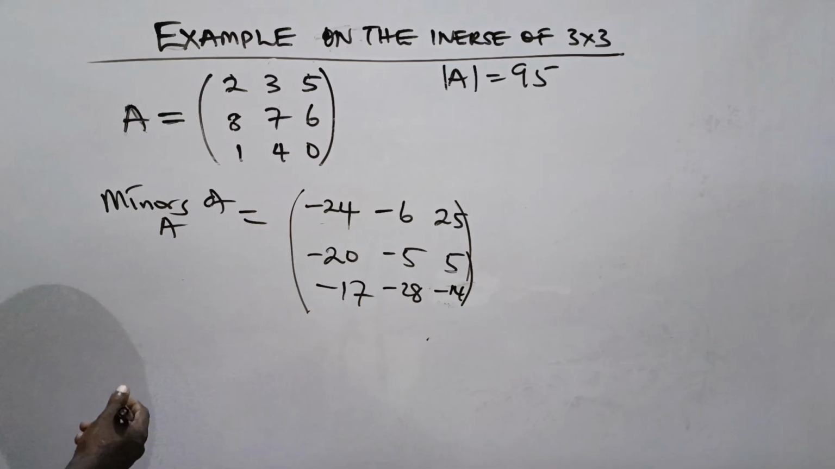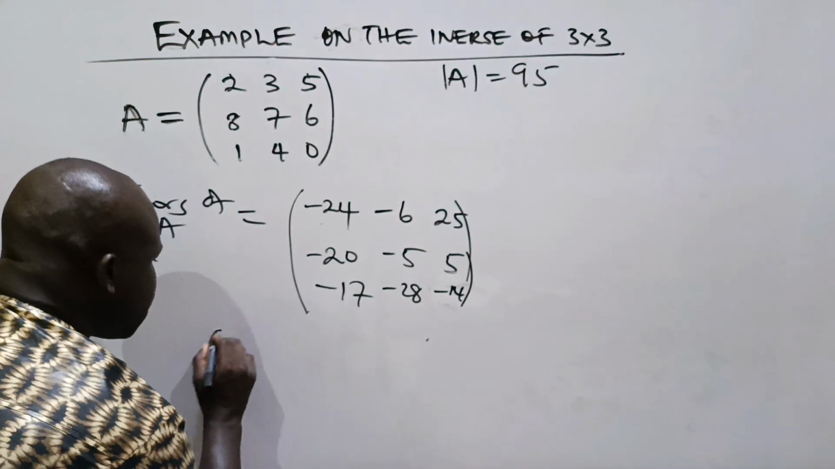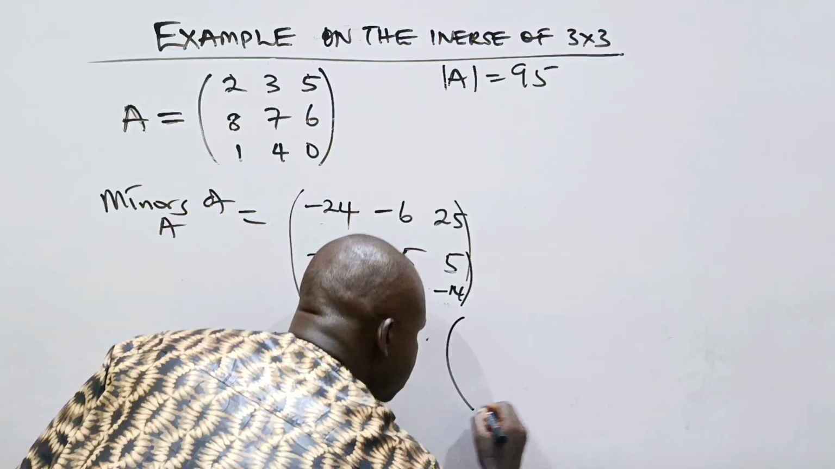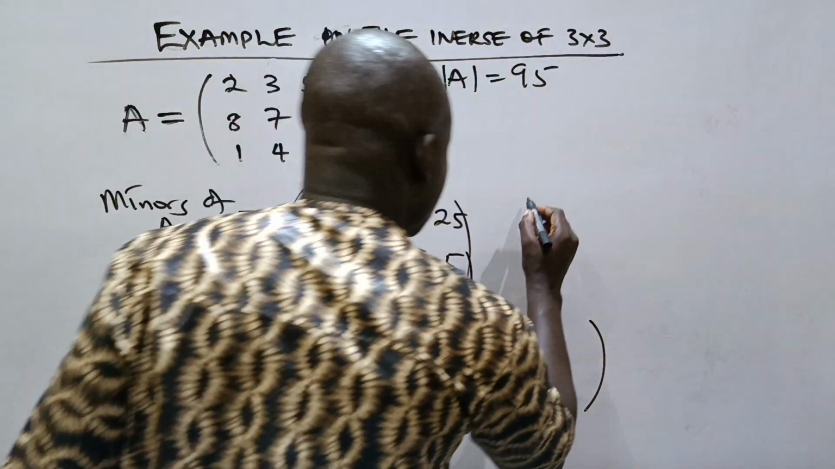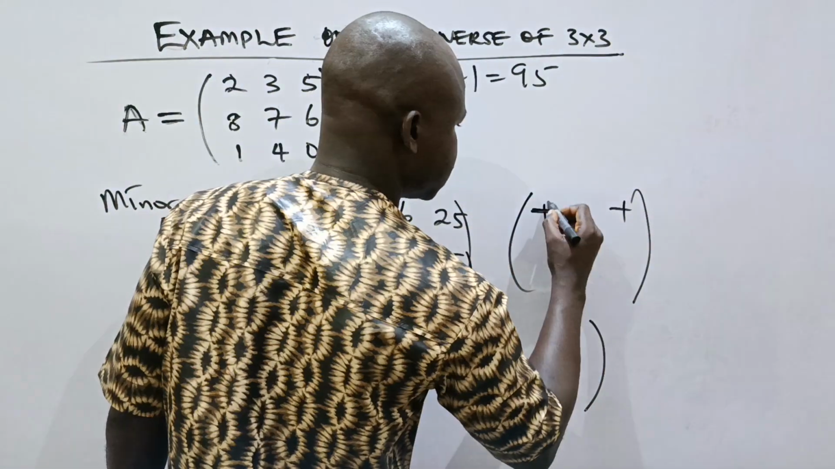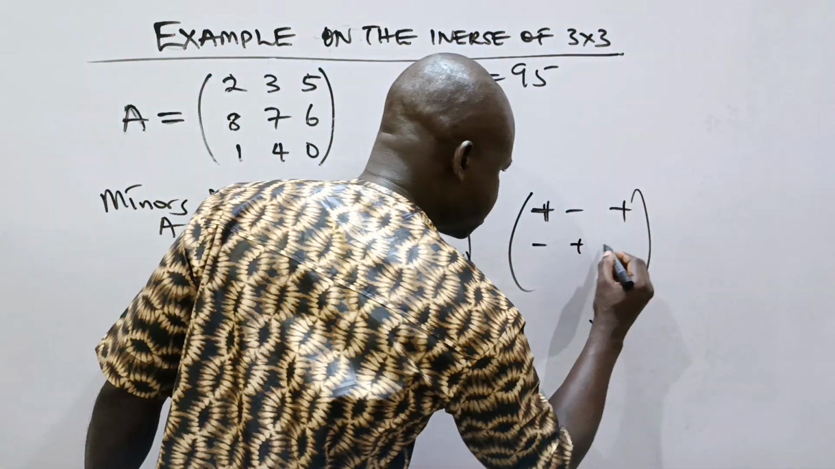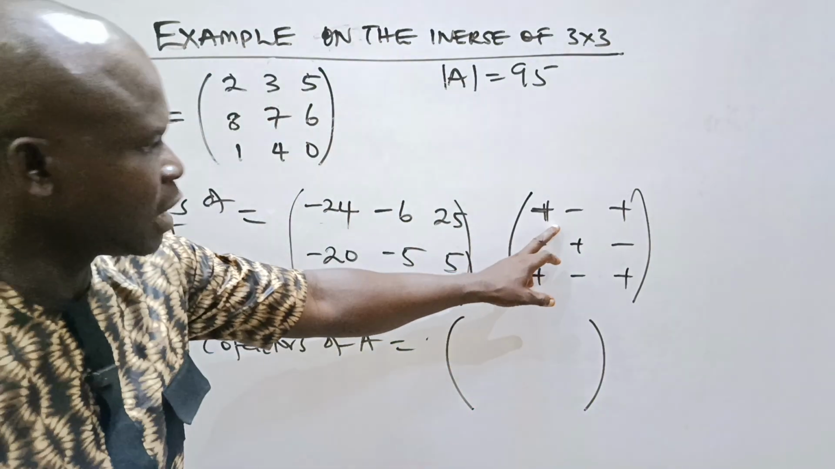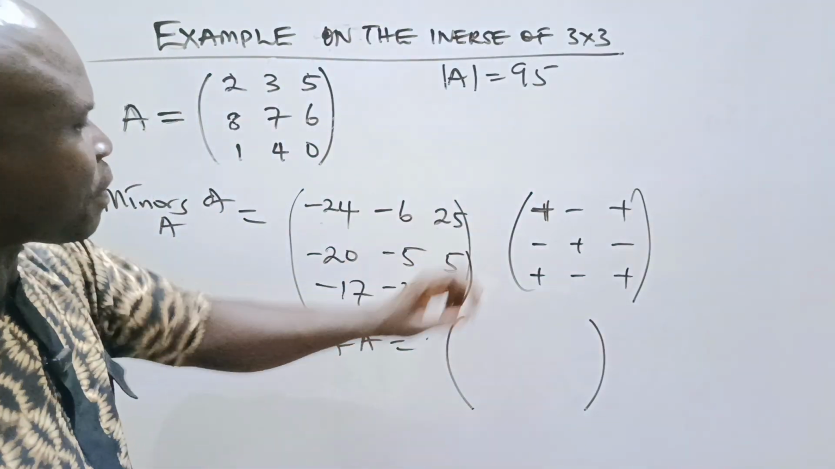How do I get the cofactor? Cofactor simply means the minor with the appropriate sign. That is, the cofactors of A will be equal to, I will do it somewhere here. Look at the appropriate sign. Along the first row, I will have plus, minus, plus. Along the second row, it starts with minus, plus, minus. Then we also have plus, minus, plus. These are the appropriate signs that we have for 3 by 3. For 2 by 2, it will just be plus, minus, minus, plus. So this is the appropriate sign.